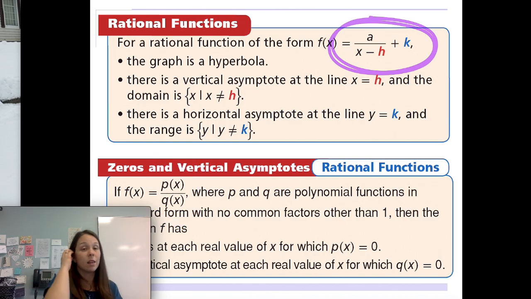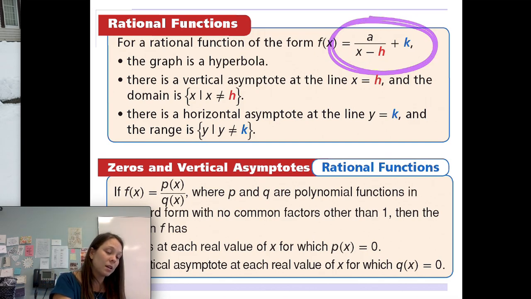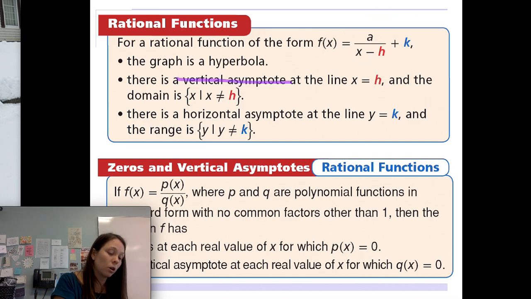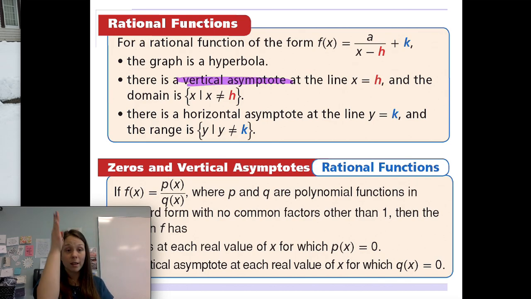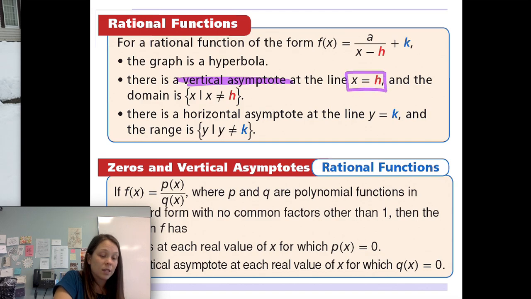What we're going to focus on in part 1 of 5.4's lesson are rational functions that are in this first form. And what we're going to do is focus on identifying key features of these graphs in order to graph them on grid paper without the use of a graphing calculator. So the first way we do that is we identify what's called a vertical asymptote, a vertical line that divides our graph up. And the vertical asymptote is always at the line x equals h.